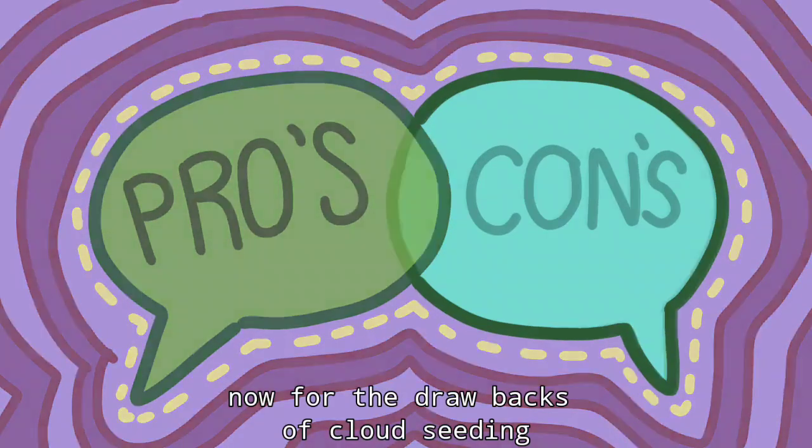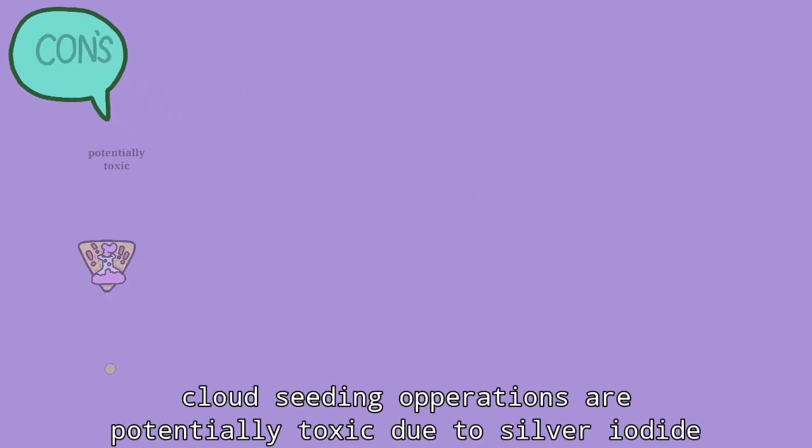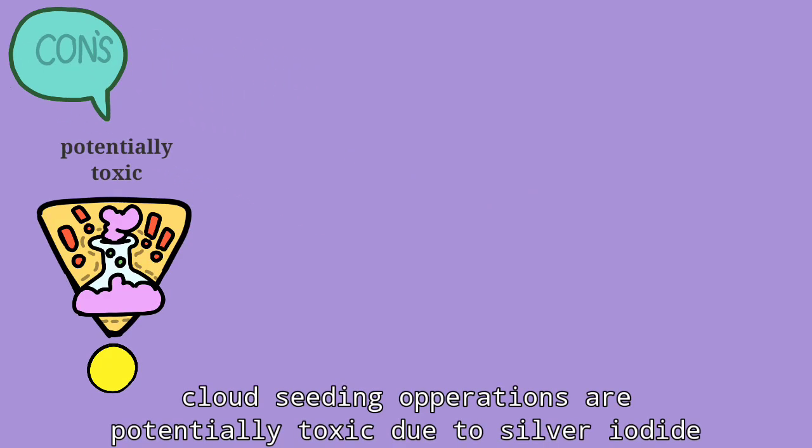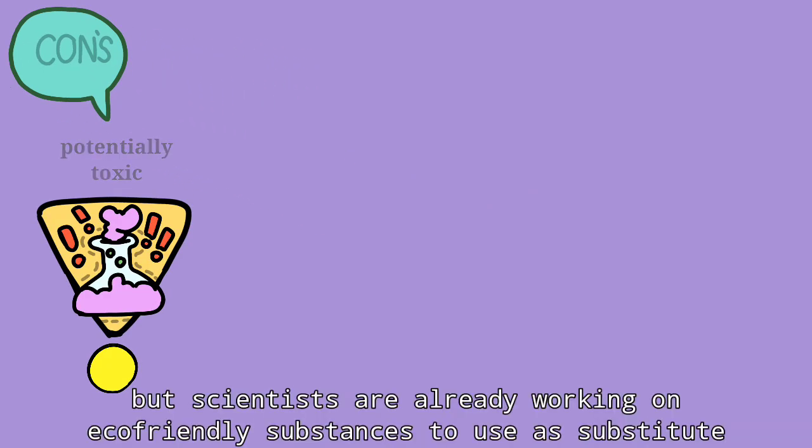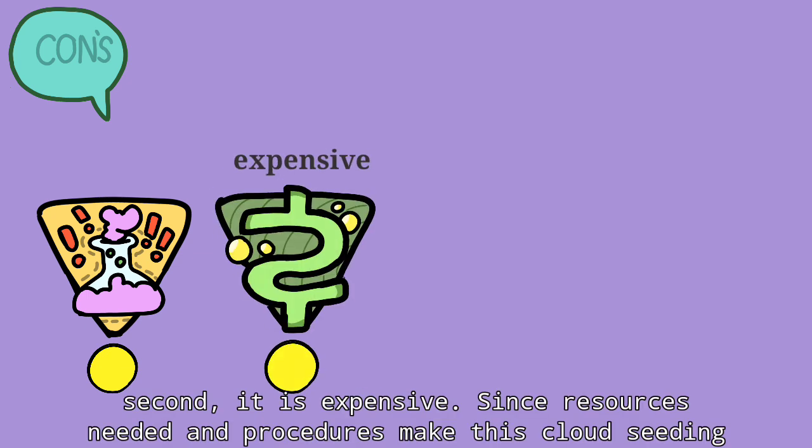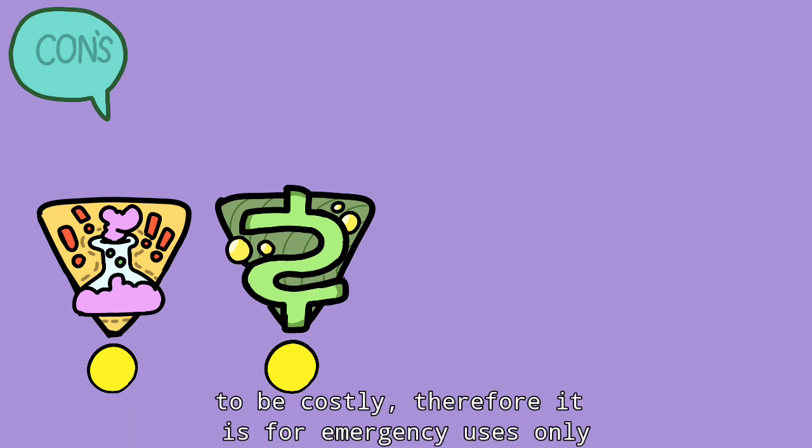Now for the drawbacks of cloud seeding. Cloud seeding operations are potentially toxic due to silver iodide, but scientists are already working on eco-friendly substances to use as a substitute. Second, it is expensive since resources needed and procedures make cloud seeding costly. Therefore, it is for emergency uses only.